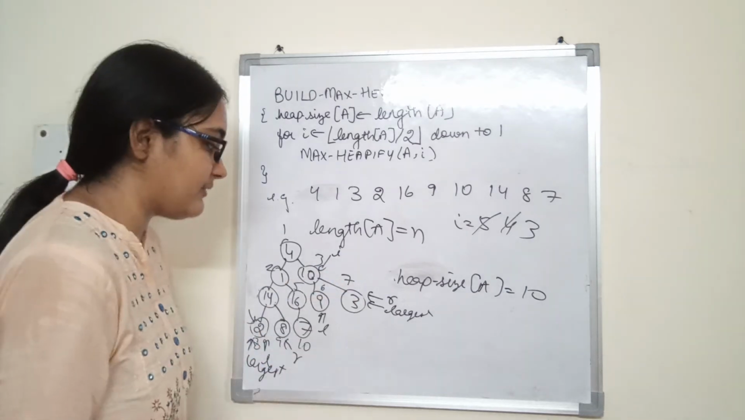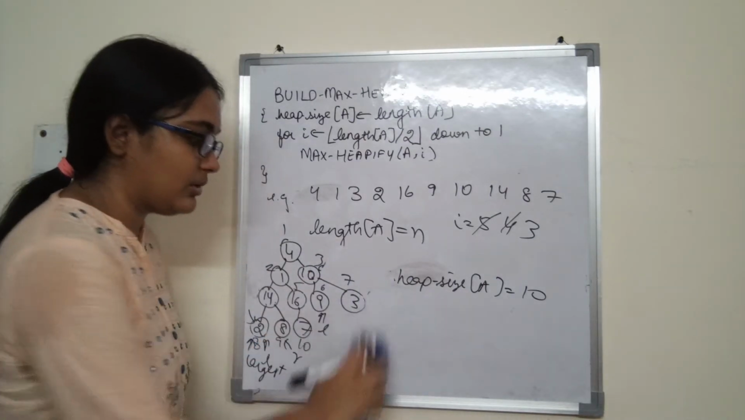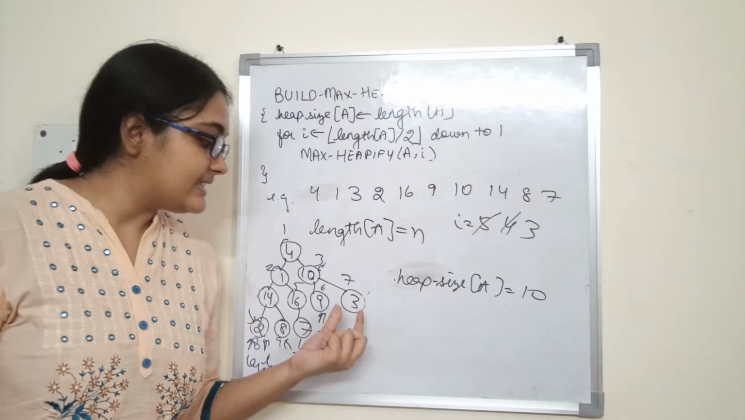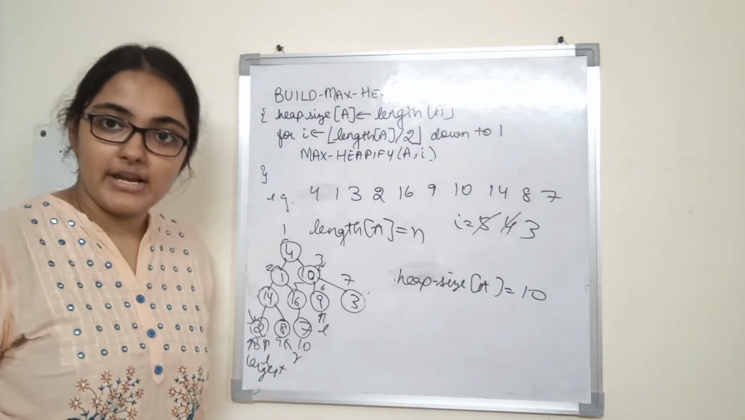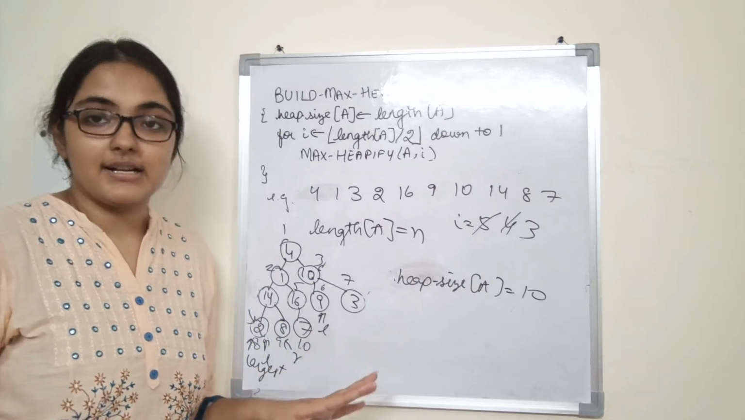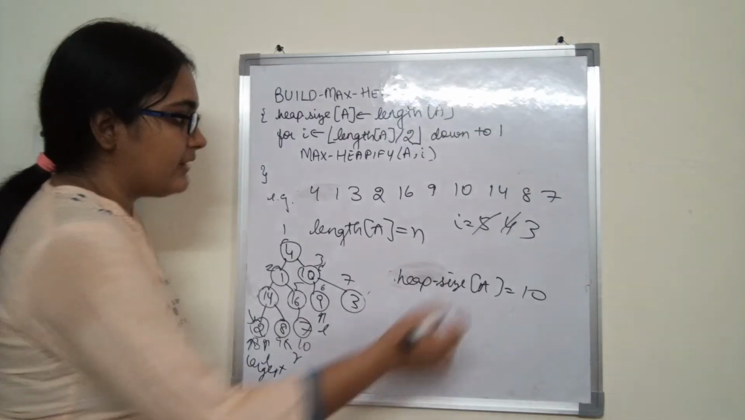So we call max heapify on this. Now since it is a leaf node, nothing would happen. Why? I and largest both will point to the same node, and hence there won't be any recursive call. It will stop there and just return. Alright. Now for 3 it is over.